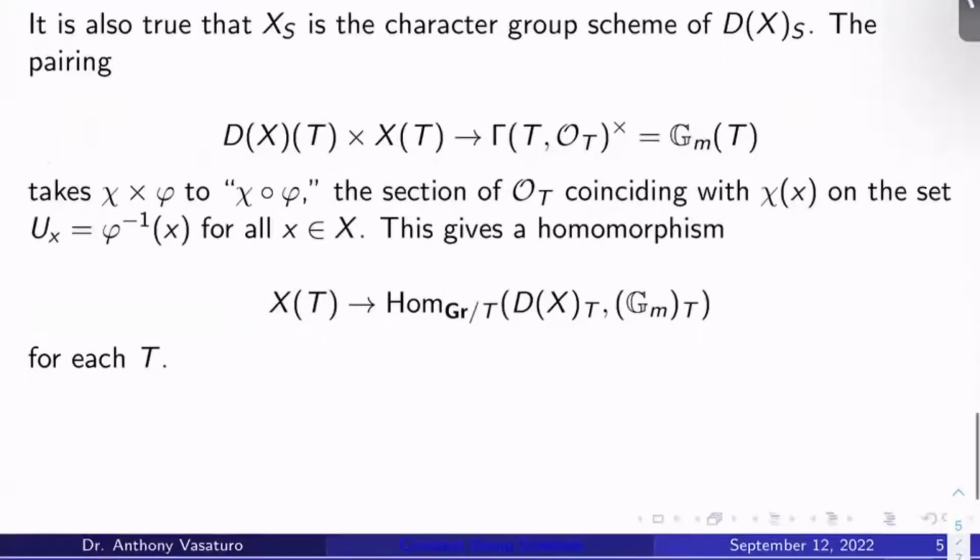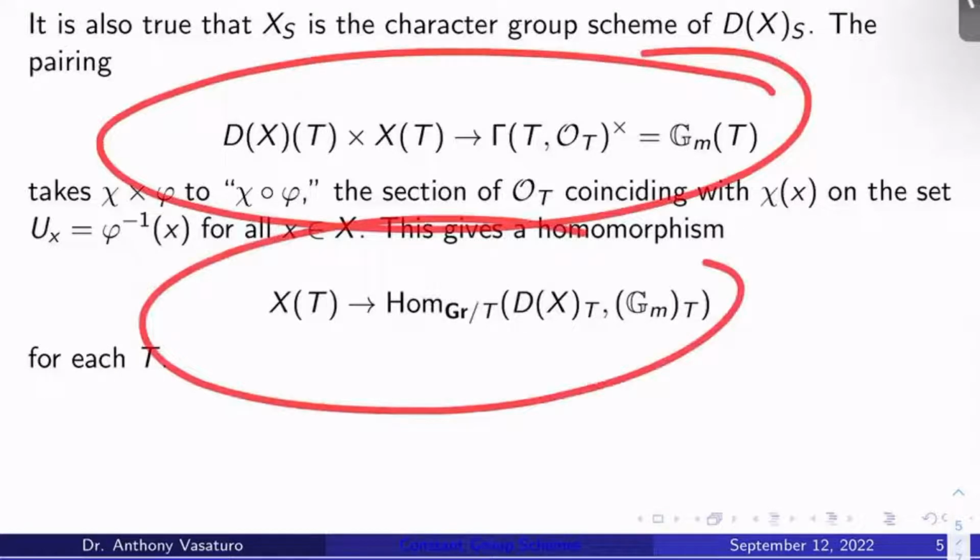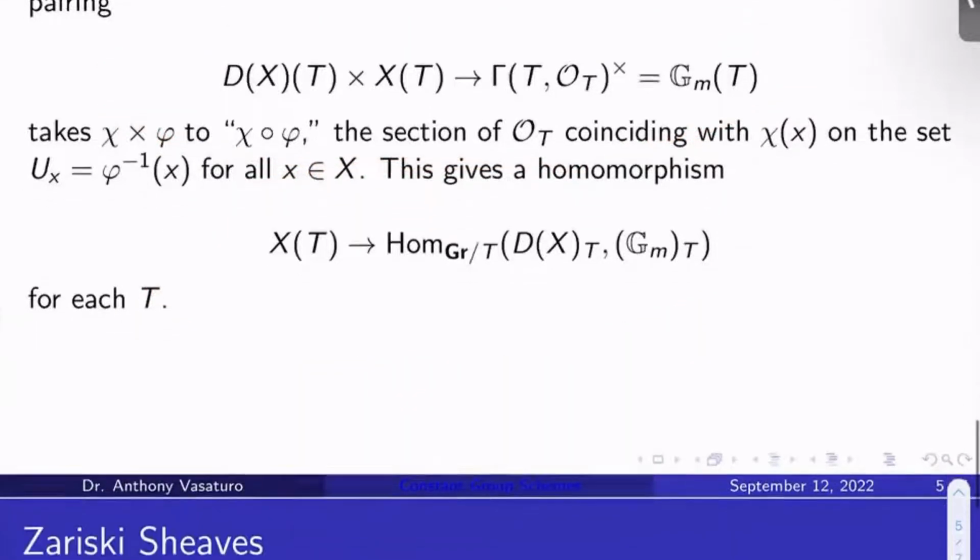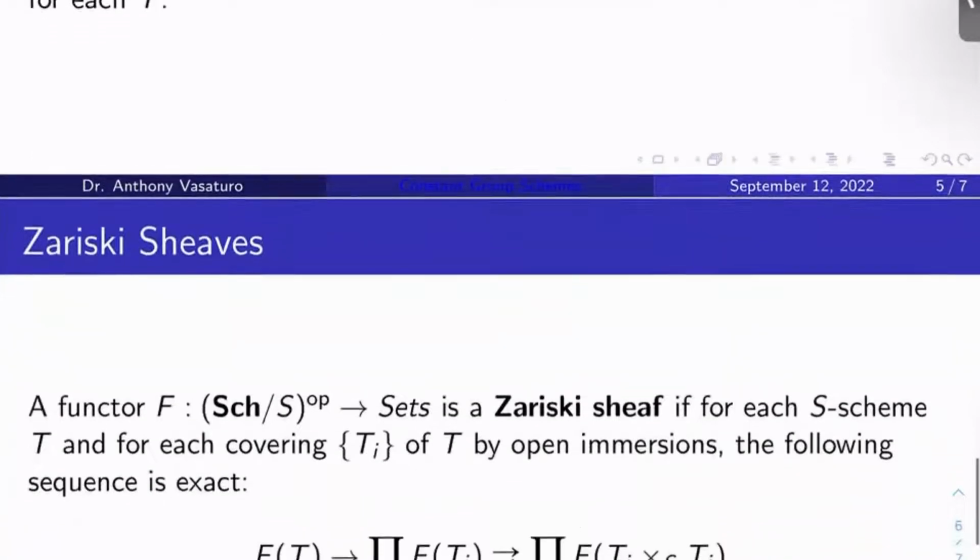Another way of saying this is that we have a homomorphism from X(T) to the group of homs over T from D(X)_T to G_m,T. And this happens for each T. Okay, remember, we talked about this again in a previous video. These two statements are the same thing.